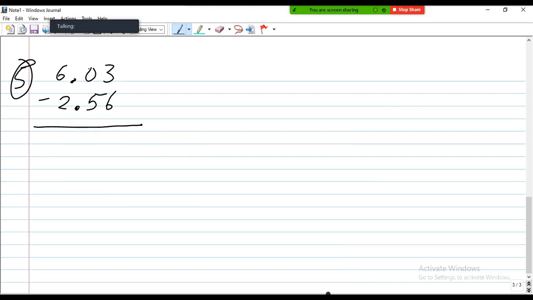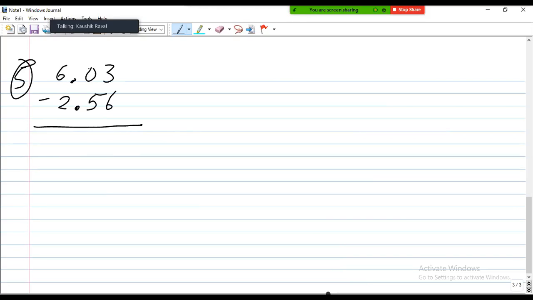So next one, now we are going to go for subtraction. Let's try subtraction. Number 5, 6.03 minus 2.56. So what do we do? We have to borrow, right?